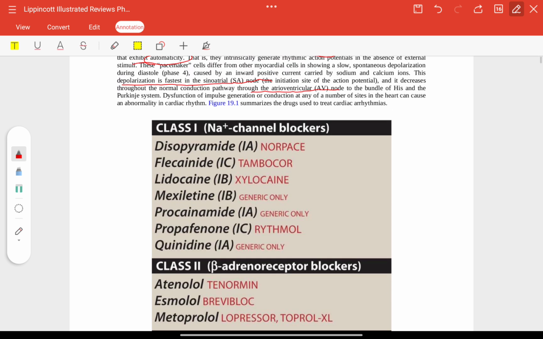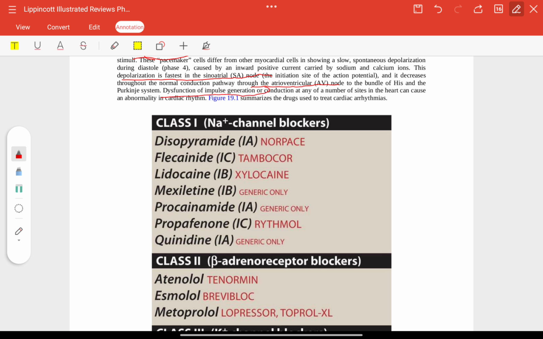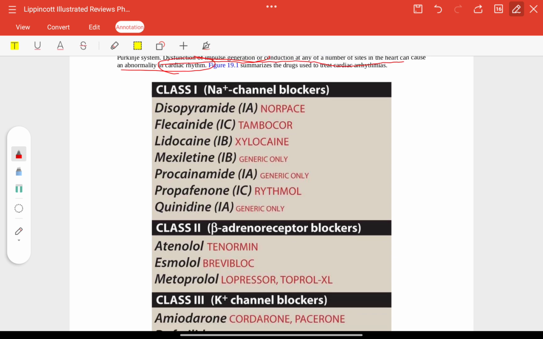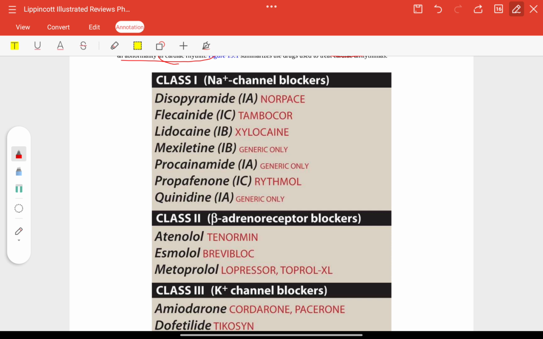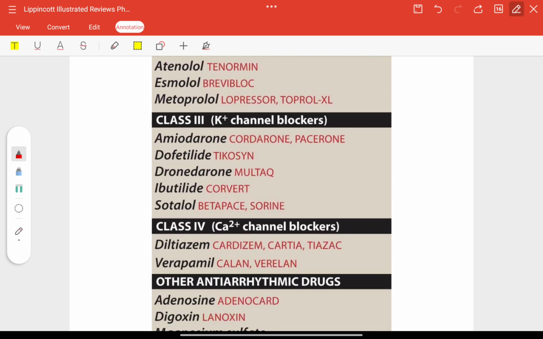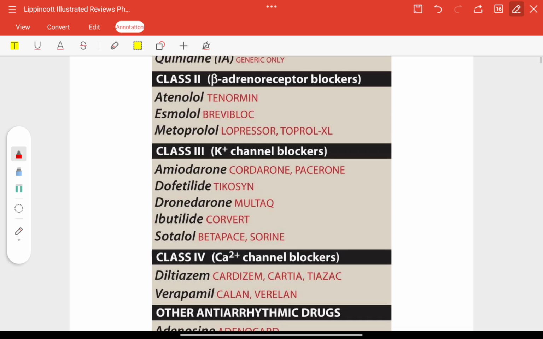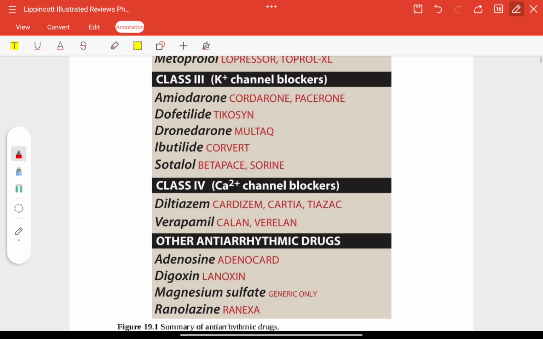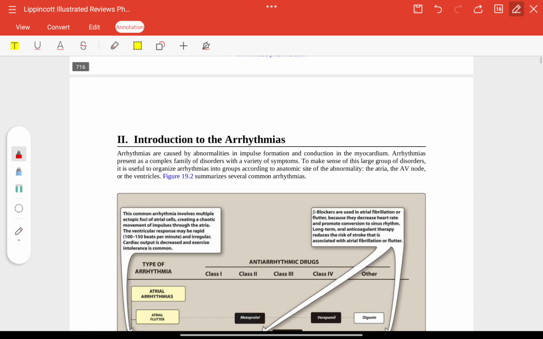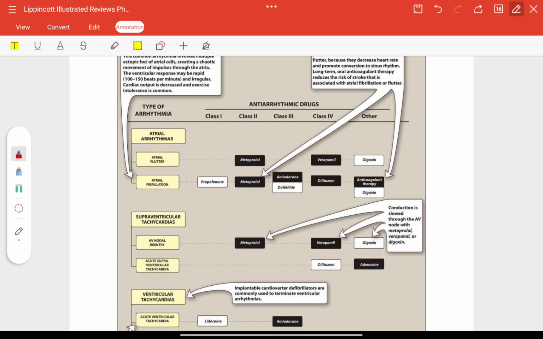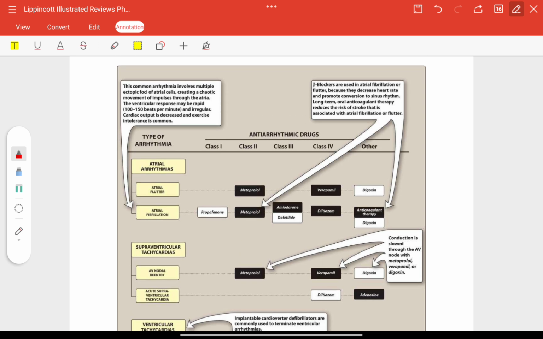Now, dysfunction of the impulse generation or conduction at any number of sites in the heart will cause an abnormality in the cardiac rhythm. So these generate cardiac arrhythmias, abnormal rhythms. Class 1 is sodium channel blockers. Class 2 is beta adrenoceptor blockers. Class 3 is potassium channel blockers. Class 4 is calcium channel blockers and other antiarrhythmic drugs. Now, introduction to arrhythmias and these classes, types of classes.